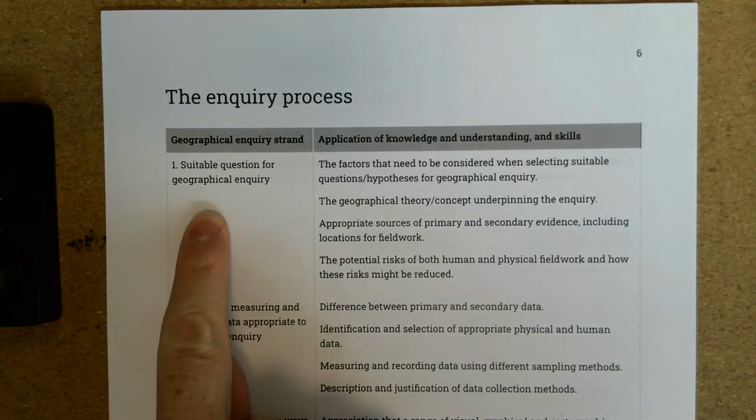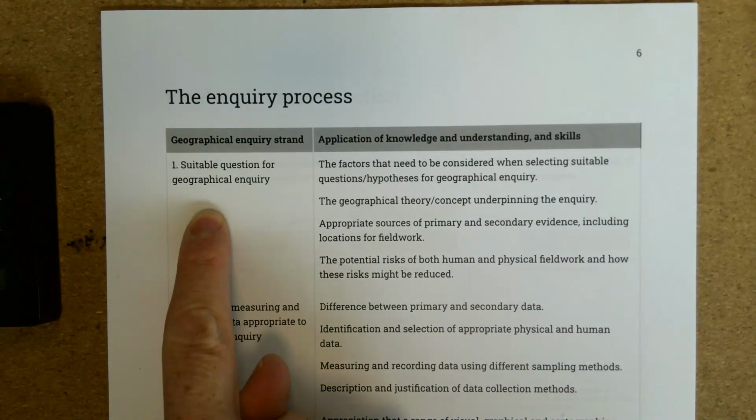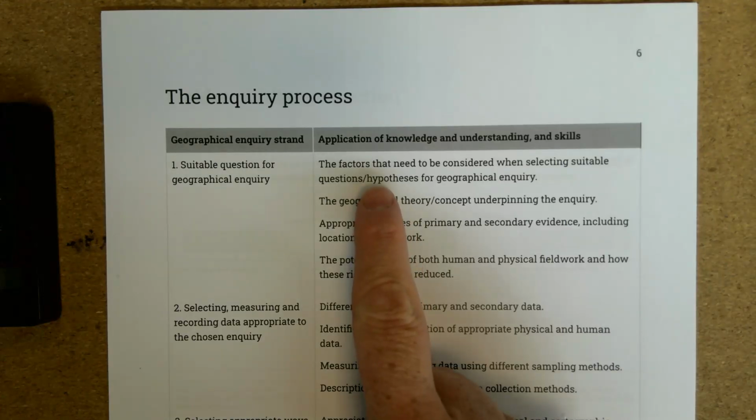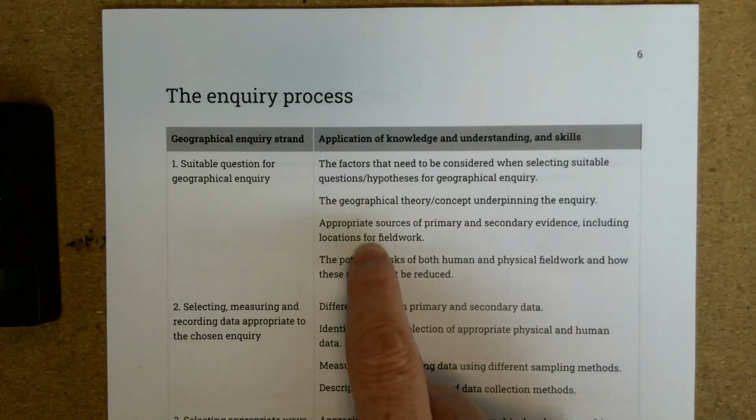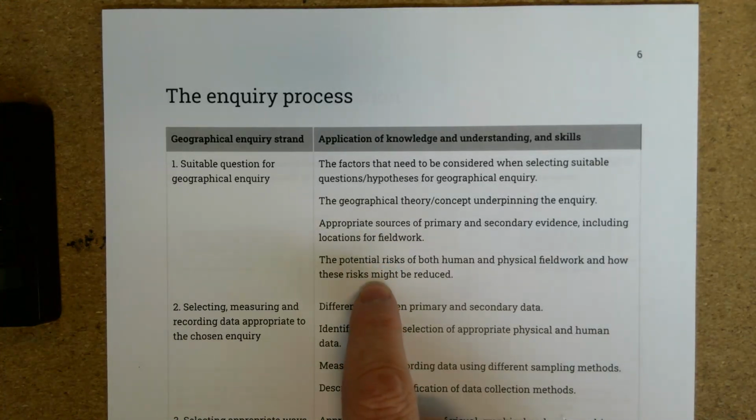Firstly, developing a suitable question for geographical inquiry. Students are expected to understand why a hypothesis is selected, the geographical theory and concepts underpinning an inquiry, appropriate primary and secondary data sources and how to determine the location for fieldwork, and the potential risks of human and physical fieldwork and how these risks can be reduced.